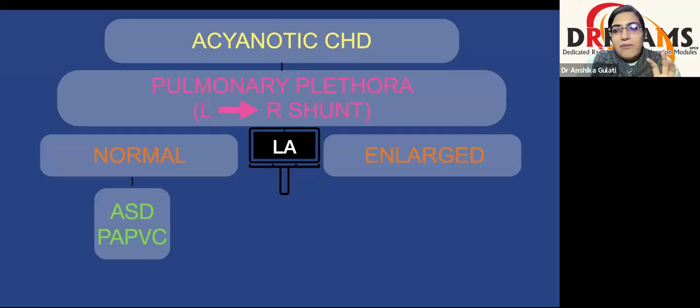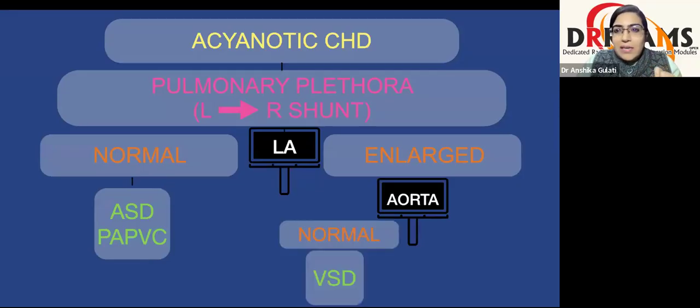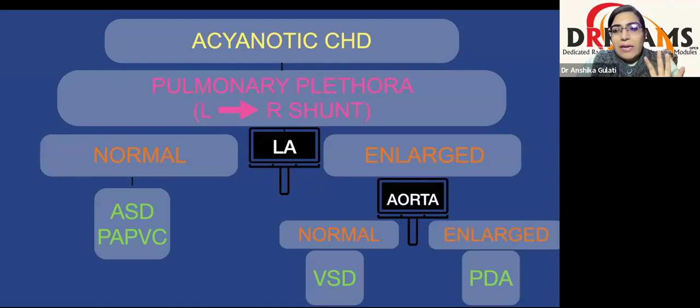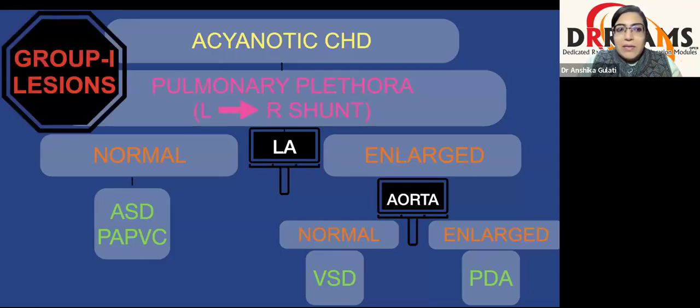On the other hand, if the left atrium is enlarged in size, then we go to our step number 2, that is to look for the size of the aorta. If the aorta is normal in size, then the possibility is ventricular septal defect. And if the aorta is enlarged in size, then we are dealing with a case of patent ductus arteriosus. So these are four broad categories: ASD, VSD, PAPVC, and PDA, and these are together combined into group 1 lesions.